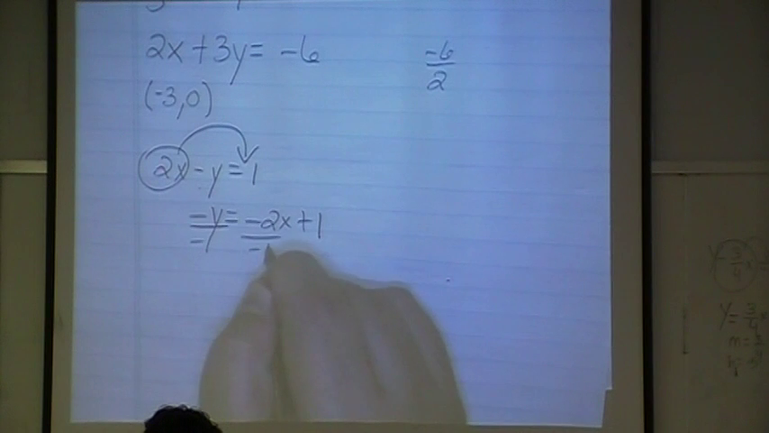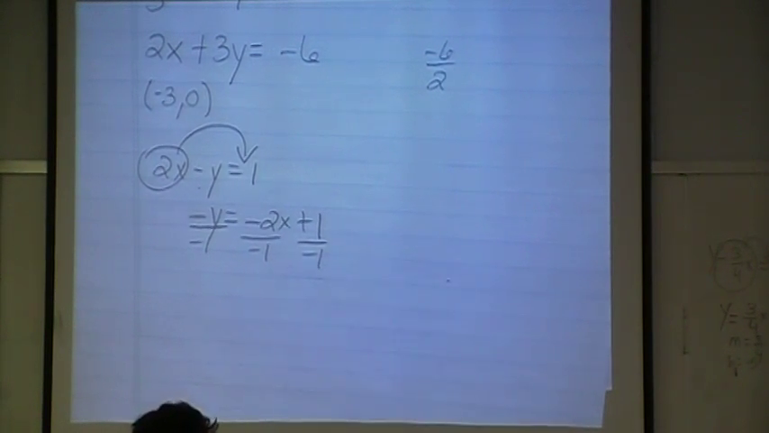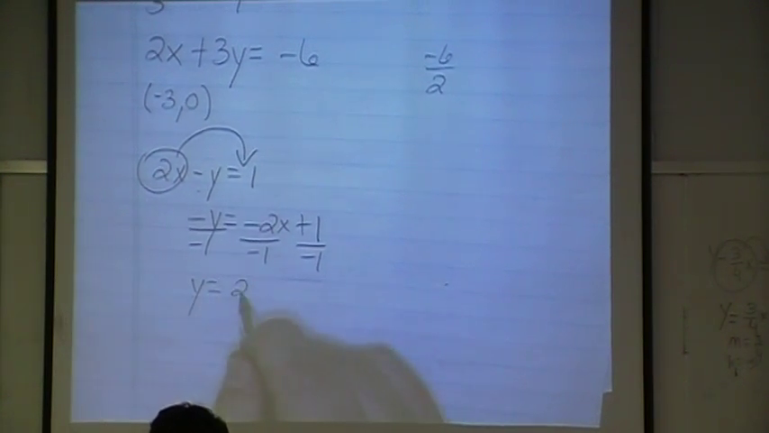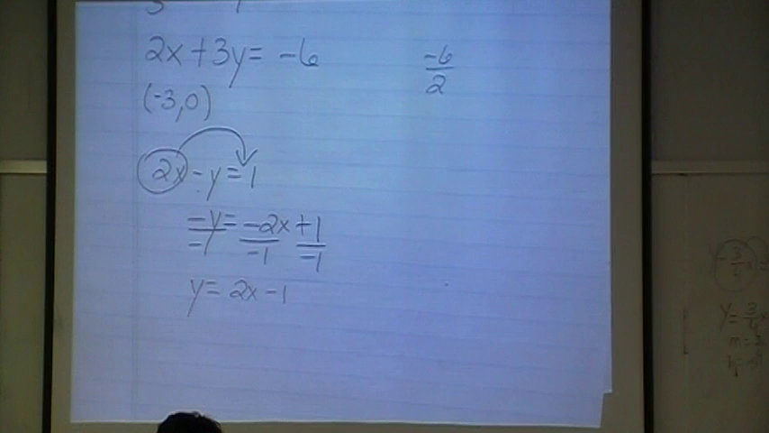I'll make you division people happy. I'll divide everything by negative 1. All you're doing is flipping a sign. That's all you're doing. So y equals 2x minus 1.